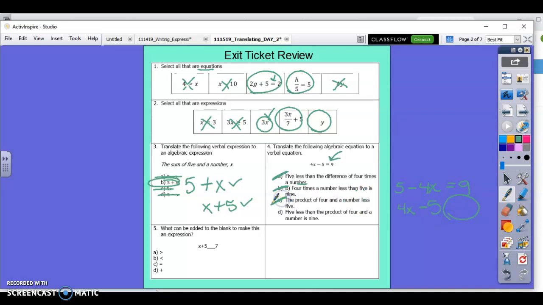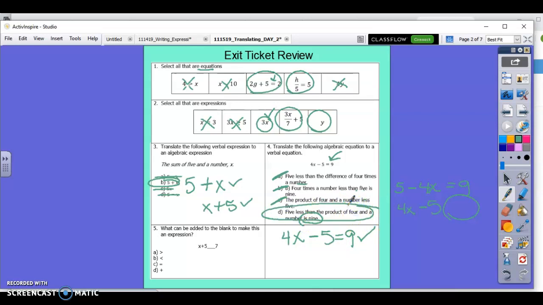So that's not it. 5 less than, so we know that's going to come second. It's going to be minus 5. The product of 4 and a number, that would be 4 times x, and then it says is 9, equals 9. And that's exactly what we're looking for. So D is the correct answer.